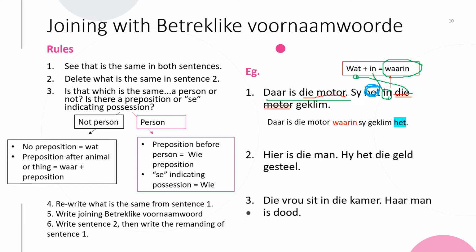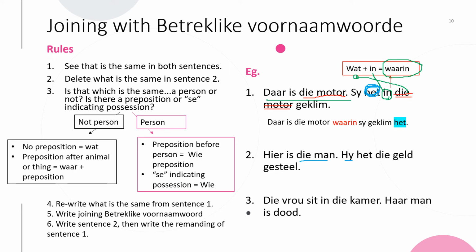Let's do number 2. Hier is die man, hy het die geld gesteel. So firstly, what is the same? Die man and hy are referring to the same thing. Hy is referring to a person, so we're looking at the purple by number 3 of our rule section. Are we going to just use wie, or are we going to use wat? Because remember, wat can be for person or objects or animals.